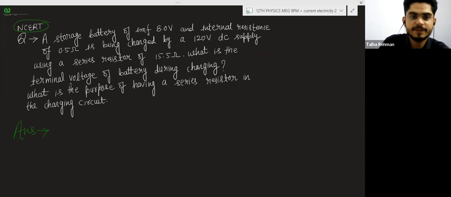So here they are saying a storage battery. Storage battery means the battery of your phone is the storage battery.